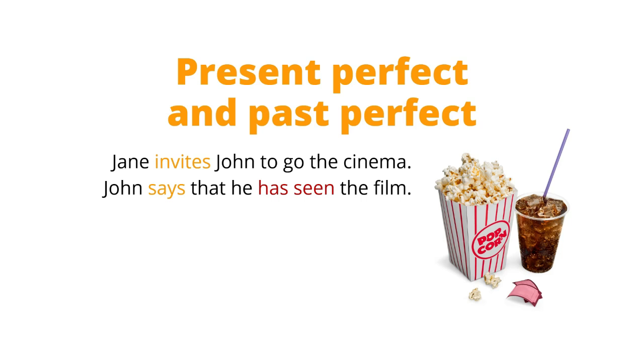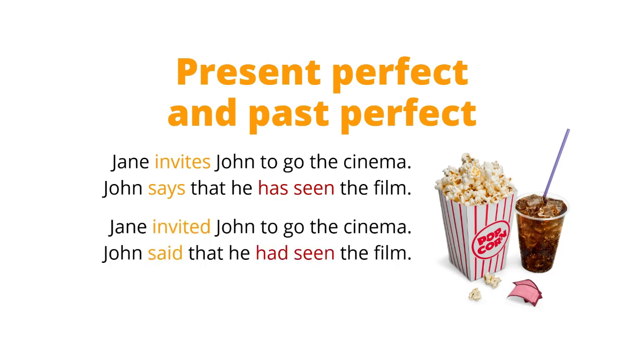Now, if we imagine this whole scenario took place a year ago and do it in the past tense, Jane invited John to go to the cinema and John said that he had seen the film. That is the past perfect. You see how has changed to had. He had seen the film.